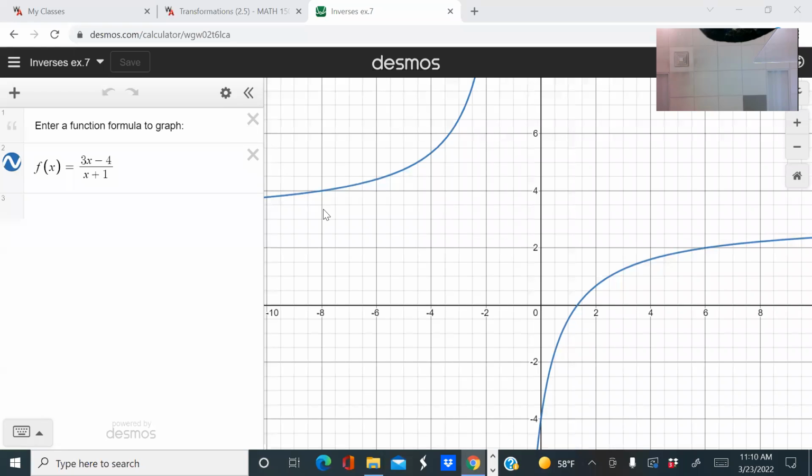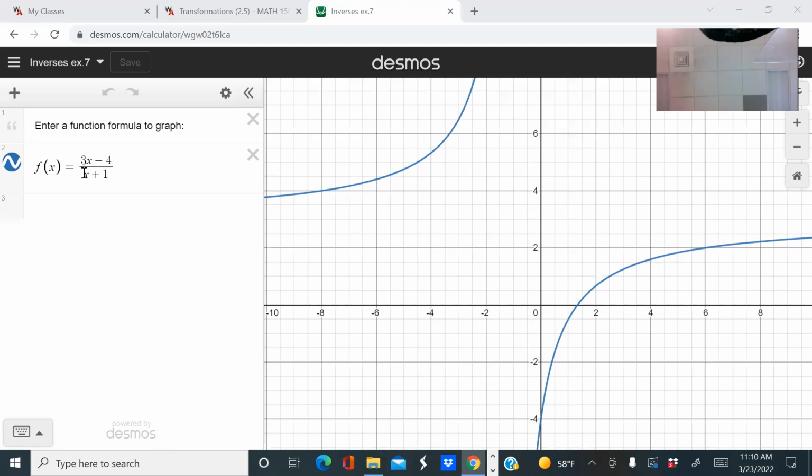Where there's a break there. The graph is not connected. Is it -2? It looks like it might be -2, but it's really not -2. You can see it from the formula. It's -1, right? There's a break at -1, okay?